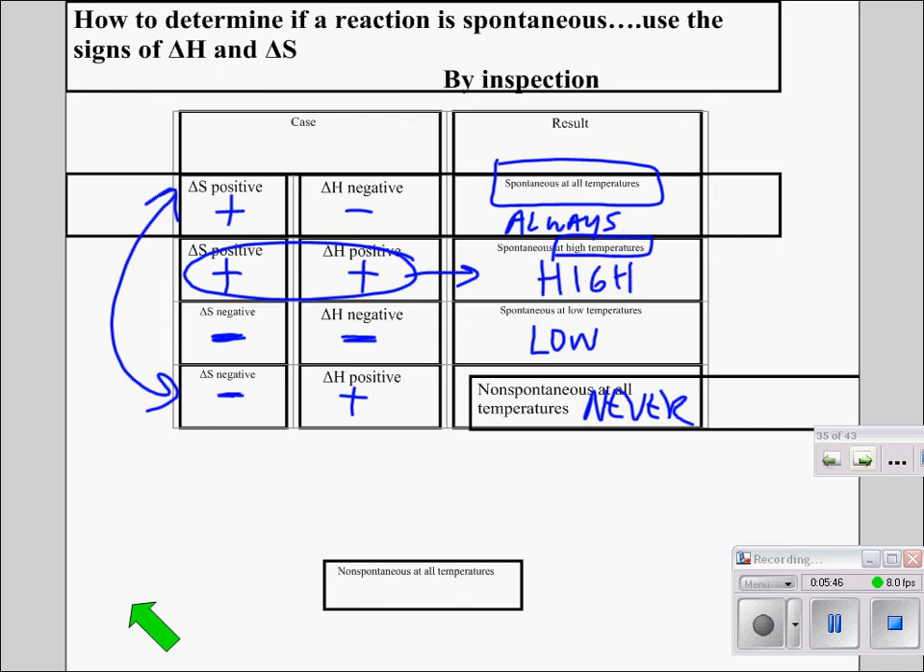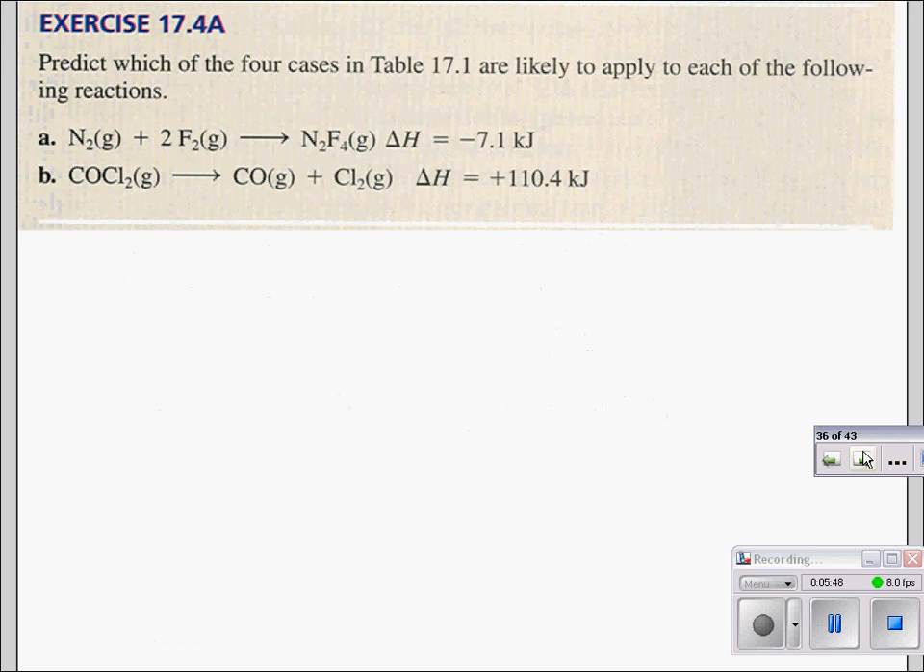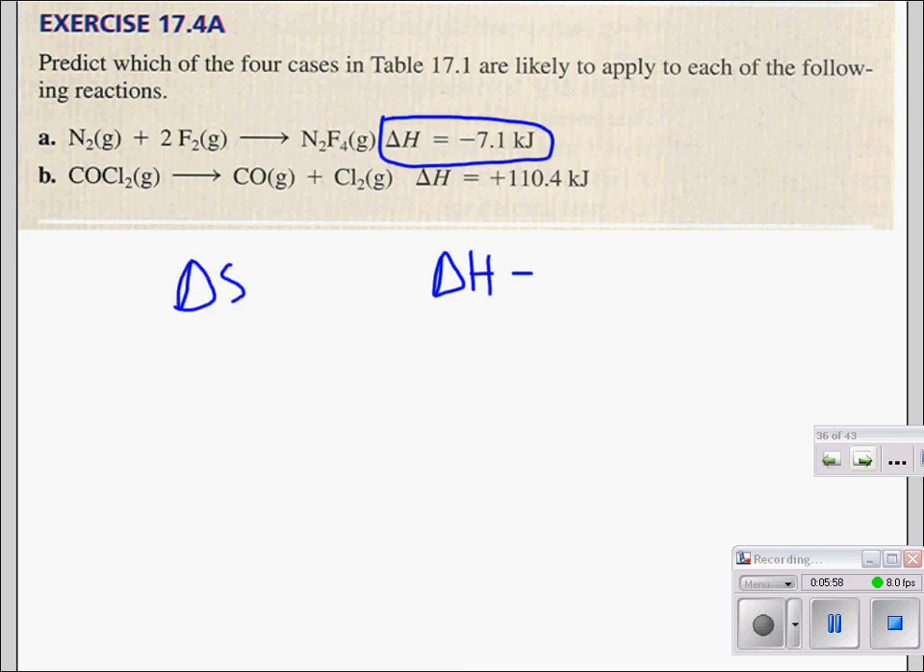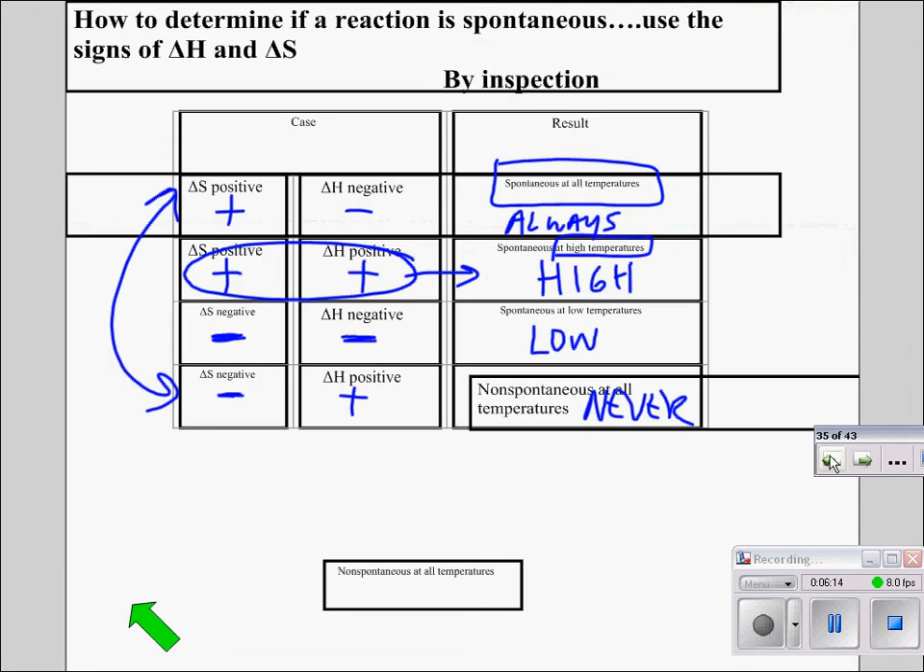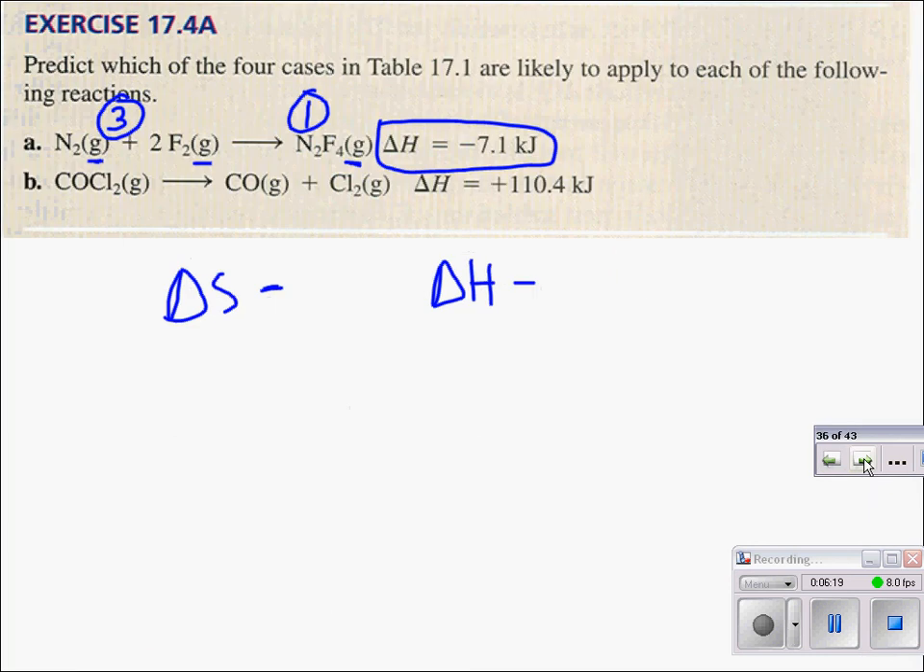Let's take a look. If you look right here, the first thing I see is a value for delta H that is negative. I have to figure out my delta S value by inspection. I have a gas, gas, gas. I use the mole rule that we learned in the previous video. I have 3 moles on this side, 1 mole on that side. My delta S value is going to be negative. When the signs are the same, negative, negative means low temperatures. So I would say at low temperatures that would be spontaneous.